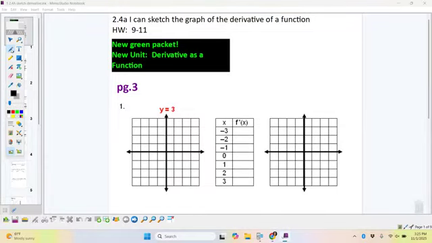Okay, so for this new unit, we're going to move on from the derivative as a concept of slope and now think of the derivative as its own function. So to start, we're going to graph some original equations. So open to page 3.